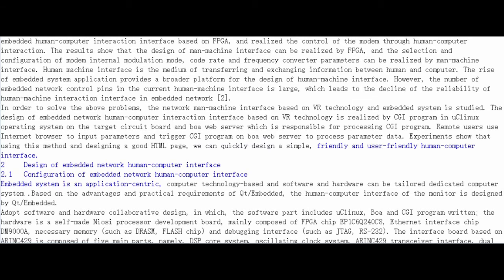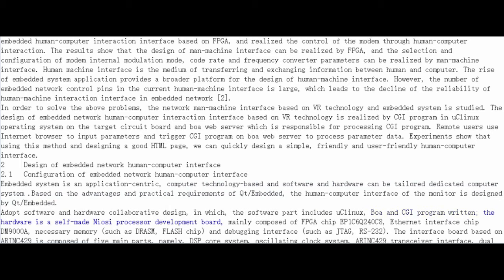Point 2. Design of embedded network human-computer interface. 2.1. Configuration of embedded network human-computer interface. Embedded system is an application-centric, computer-technology-based dedicated computer system whose software and hardware can be tailored, based on the advantages and practical requirements of Qt/embedded. The human-computer interface of the monitor is designed by Qt/embedded. Adopt software and hardware collaborative design, in which the software part includes Uclinux, BOA and the CGI program written.